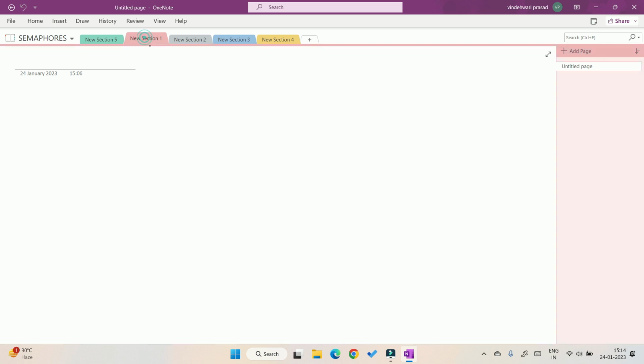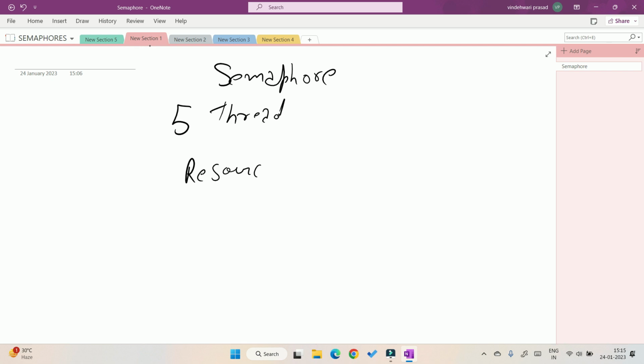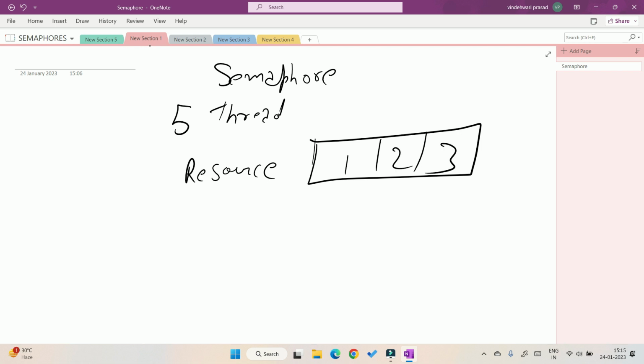Second concept is semaphore. What is semaphore? Suppose there are 5 threads, okay, 5 threads. They require a resource which has 3 copies, or only 3 threads can simultaneously acquire it. So what will happen here?